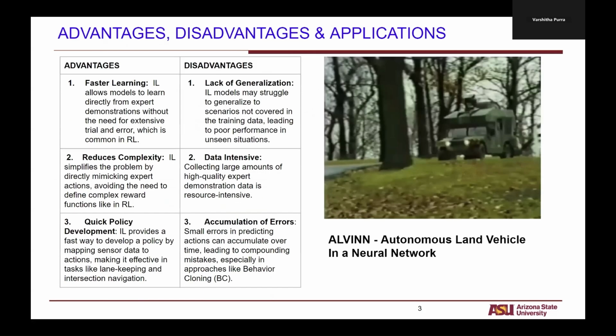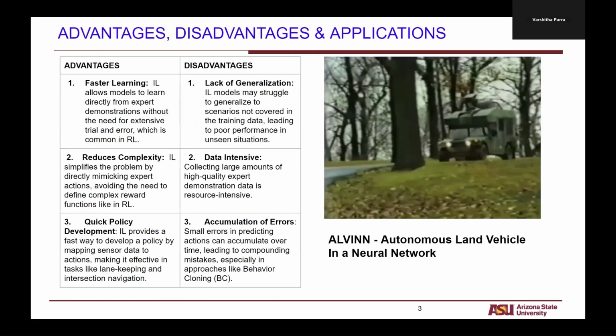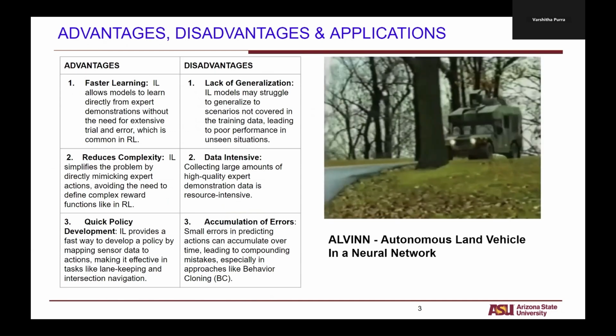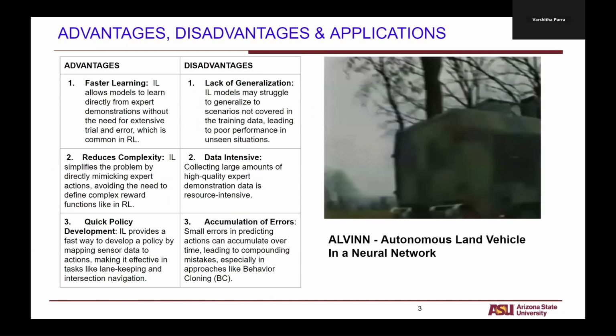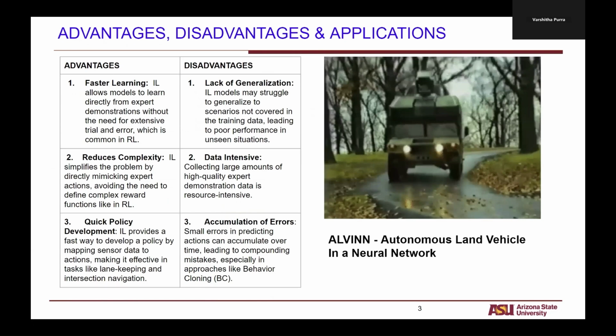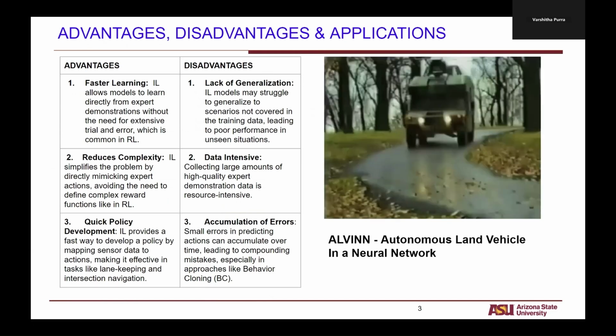On the right side, you can see a video clip of a car driving down the road. That is ALVIN, which stands for Autonomous Land Vehicle in a Neural Network. This is the earliest example of imitation learning used for self-driving cars. It was part of an experiment conducted by researchers at CMU in 1989.